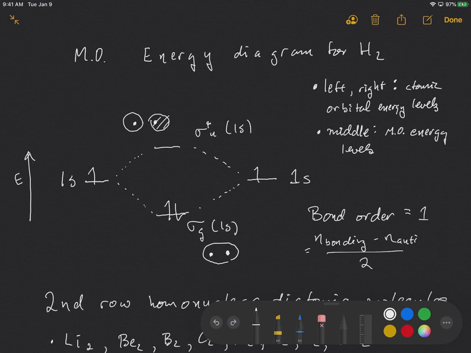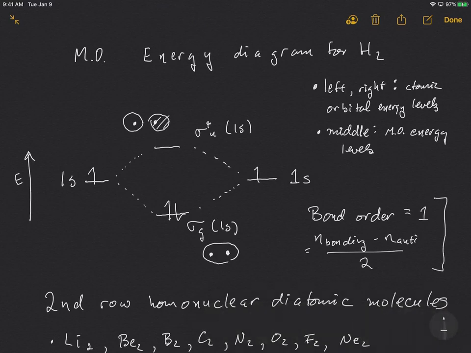Finally, I'd like to note that the bond order can be read off from one of these diagrams relatively simply. We know that the number of covalent bonds in H2 is 1, and so we say it has a bond order of 1. We can calculate the bond order for some electronic configuration by counting the number of electrons in bonding orbitals minus the number of electrons in antibonding orbitals, then taking that difference and dividing it by 2. So in this case, the number of electrons in bonding orbitals is n equals 2.